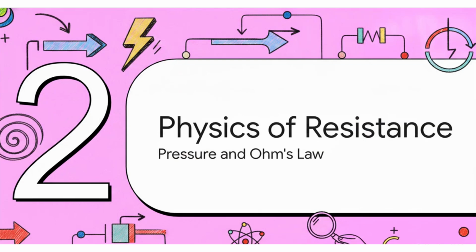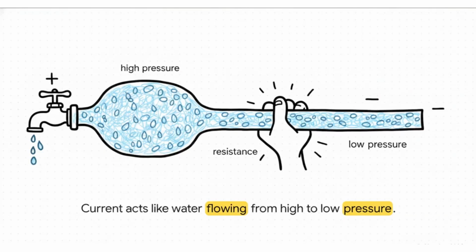Moving on to section 2. The physics of resistance. Let's look at how pressure and Ohm's law actually make all of this happen. To really visualize this, it helps to think of electrical current like water flowing through a garden hose. Voltage is basically that high pressure pushing from the tap. The current, that's the actual water itself. And resistance is literally like your hand physically pinching that hose. The tighter you pinch it, meaning the higher the resistance, the less water can actually get through.